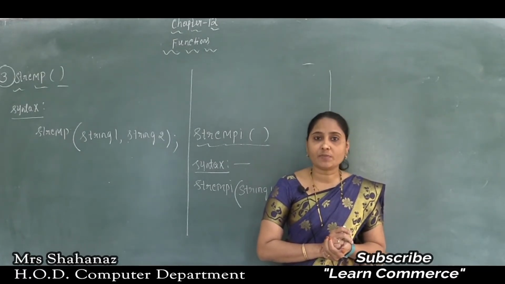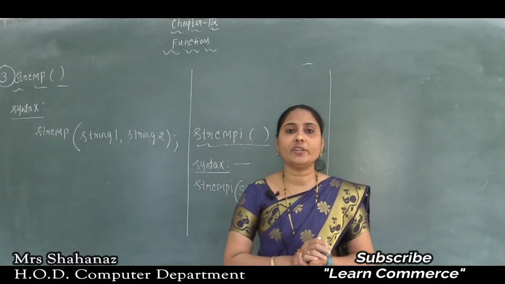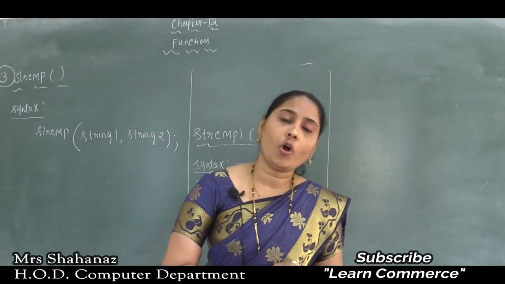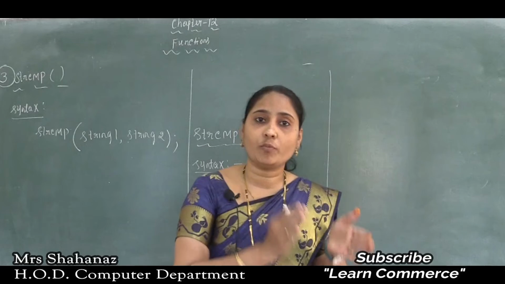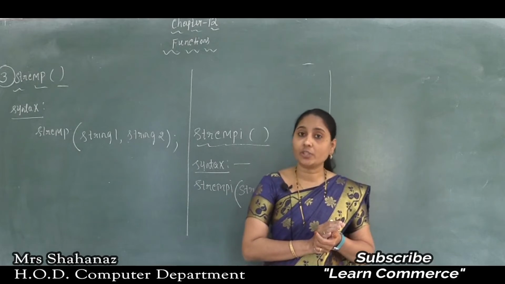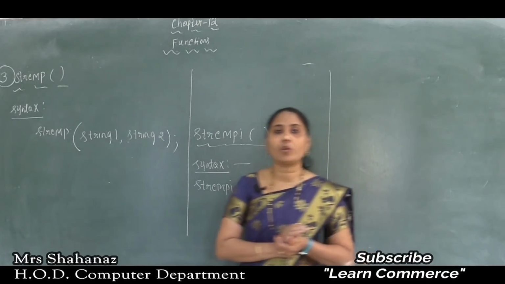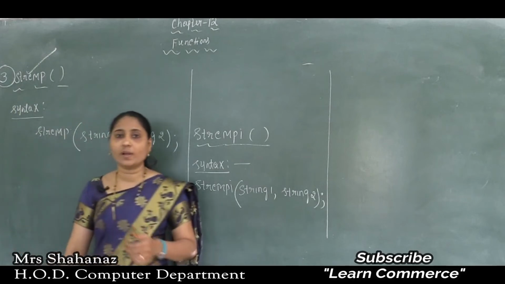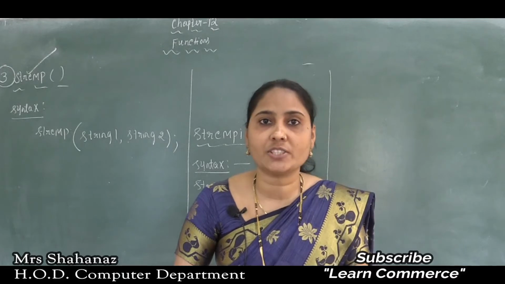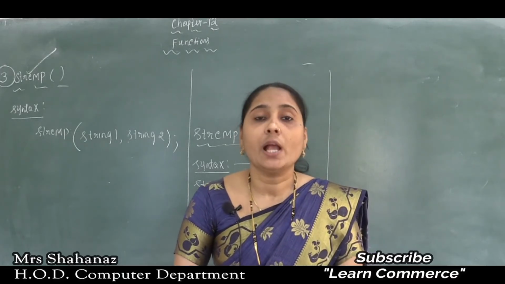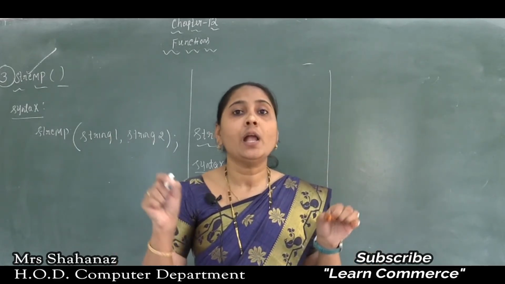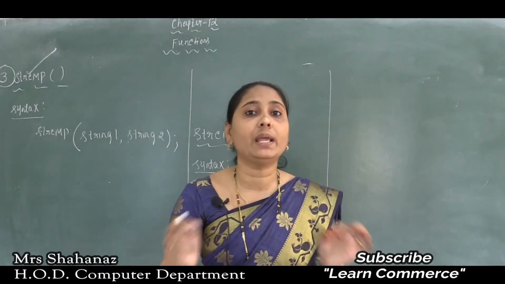By using this function we are going to make the comparison from string 1 to string 2, or sometimes string 2 to string 1. So the comparison occurs between string 1 and string 2 by using the function called strcmp. Clear this one? This function is used to alphabetically compare one string to another string. One by one, taking the string 1 letter and the string 2 letter, we make the comparison between the characters.